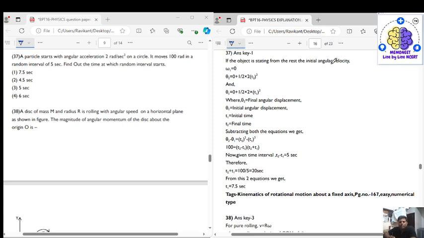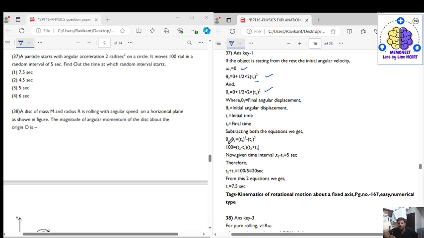So see, if the object is starting from rest, that is omega 1 is equal to 0. So in T2 it moves the distance of theta 2, using the formula that theta is equal to omega naught into T plus half alpha T square. We are getting theta 2 as this, and similarly theta 1 as this, putting T2 and T1 for theta 2 and theta 1 respectively. Now theta 2 is the final angular displacement, theta 1 is the initial angular displacement, theta 1 is at time T1 and theta 2 is at the final time.